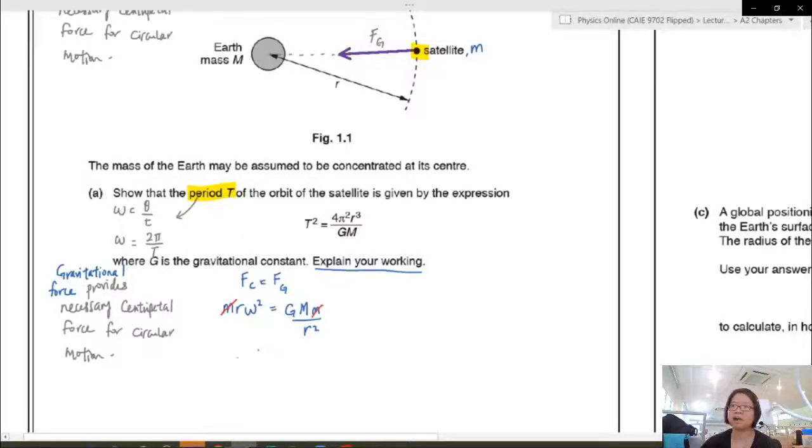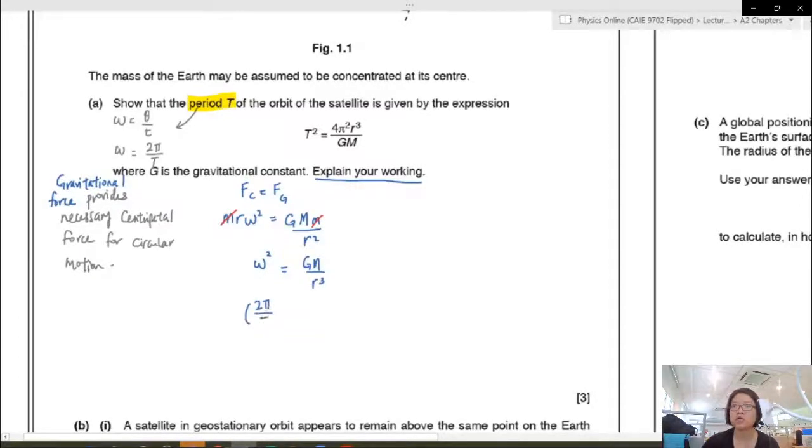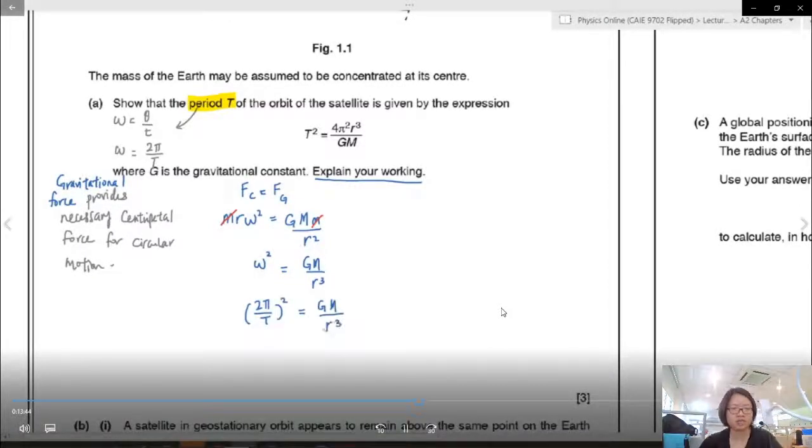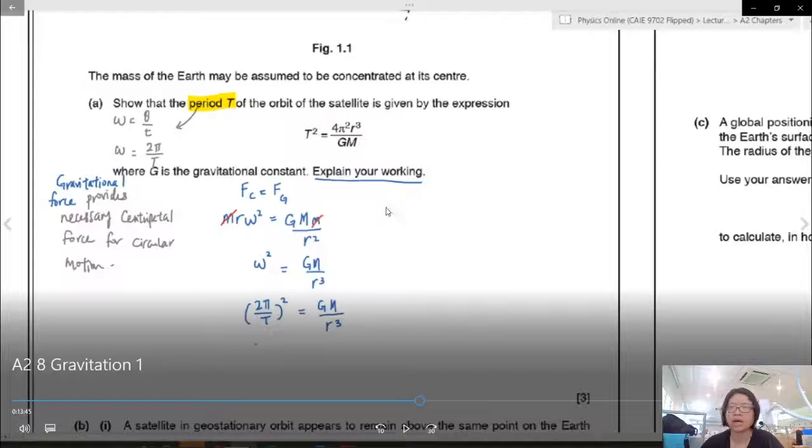So Fc is m r omega square, Fg is G M m over r square from Newton's law. The first order of business is to cancel off the mass. The mass I'm cancelling off is the mass of the satellite, because here you have the satellite moving in a circle, and GMm is the product of the masses. Small m is the satellite, big M is Earth. So I cancel off the m, and I'm left with this expression: omega square is GM over r cube.